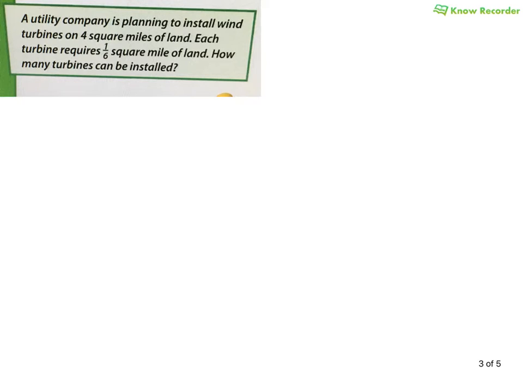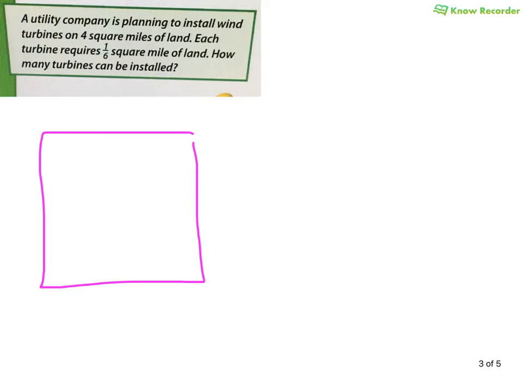Anyway, a utility company is planning to install wind turbines on 4 square miles of land. Okay? I already know what I have. I have 4 square miles of land. I'm not going to draw a rectangle. I'm going to draw a square, because I went to kindergarten and I learned my shapes. Even words like square matter in a problem, guys. So I have 4 square miles. Boom. That's 4 square miles.